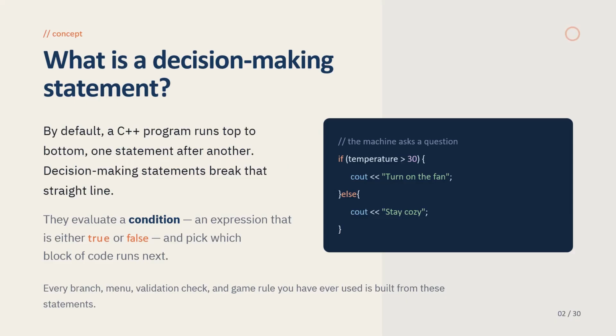So what are decision-making statements? By default, C++ executes statements sequentially. However, many real world problems require decisions. Decision-making statements evaluate a condition that results in either true or false. Based on that result, the program executes the appropriate block of code.